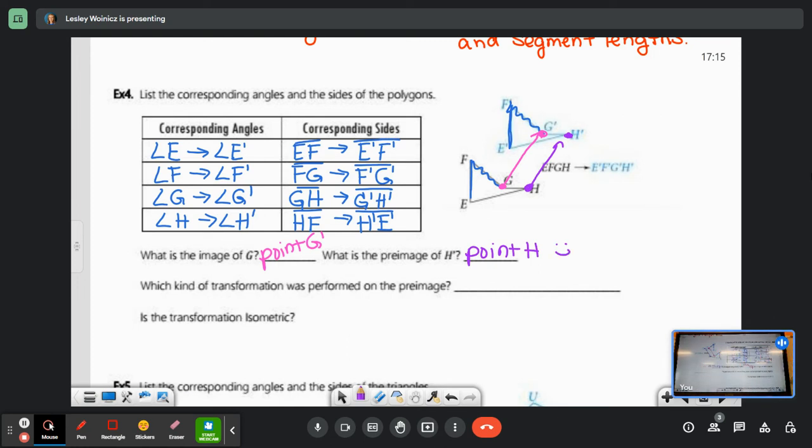Okay, what transformation was performed on this pre-image to get the image? Well, it didn't get spun around. It didn't get reflected in an axis. It just kind of got slid, right? So this is a translation. And translations are one of our isometries. So we say yes. The angles stayed the same, the segment length stayed the same. These figures are congruent.